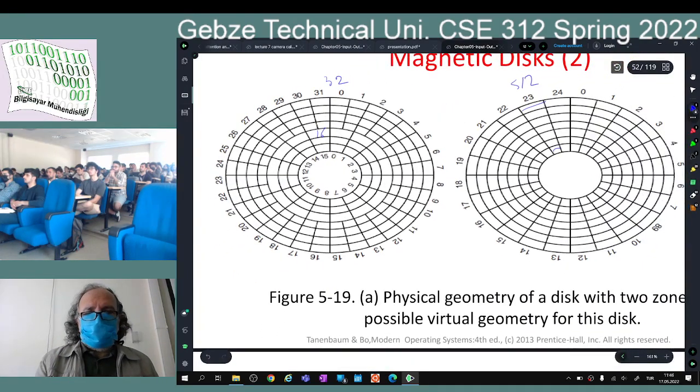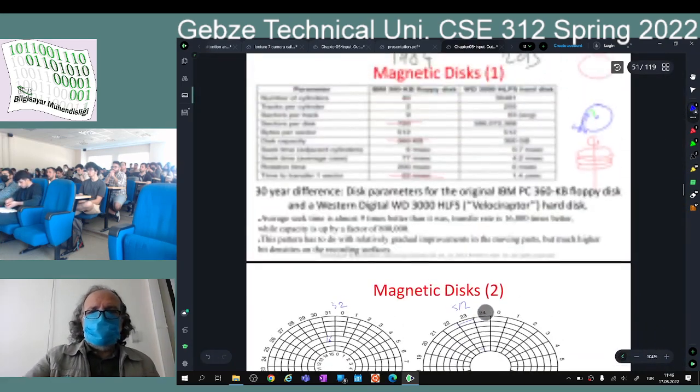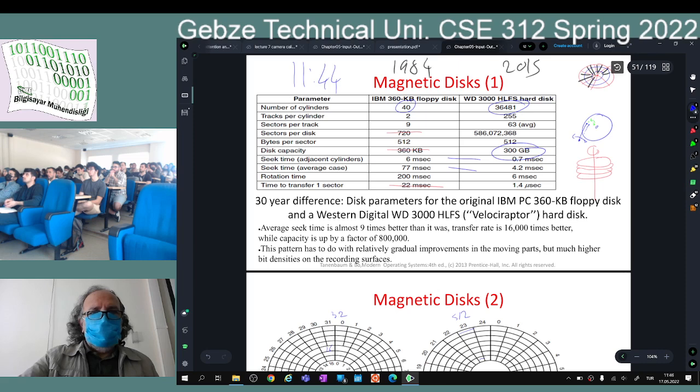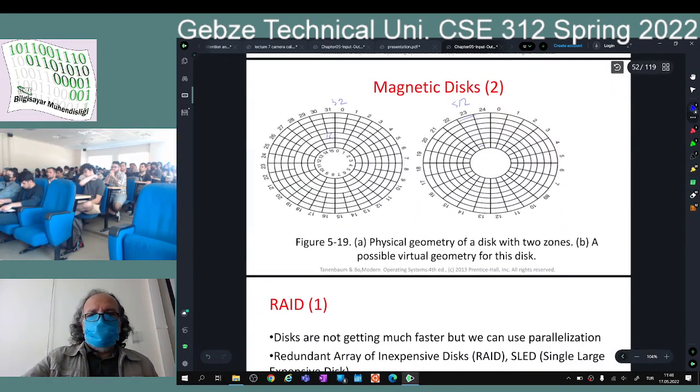So I can change this. If we have many more tracks like this one. How many tracks do I have? Tracks per cylinder. Okay. Number of cylinders is this many. So many cylinders. 36,000 cylinders. Very, very big number.